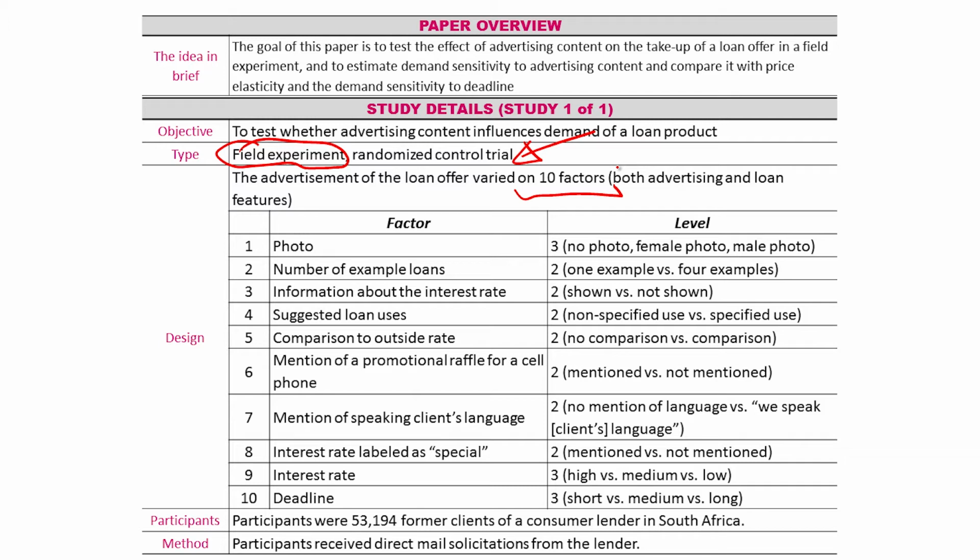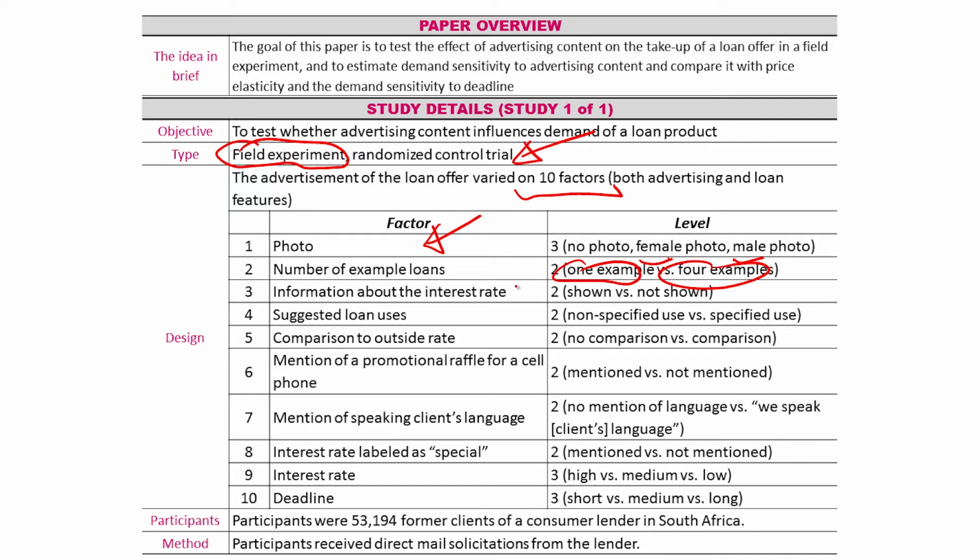For example, one factor that was used was a photograph. There were 3 levels. In one set of conditions, there was no photo on the solicitation. In a second set of conditions, there was a female photo, and in the third, a male photo. A second factor was the number of example loans that were shown in the solicitation. Some solicitations had just 1 example, others had 4.